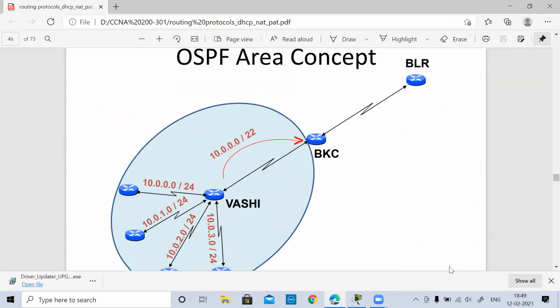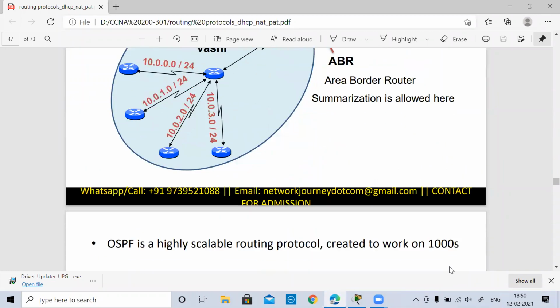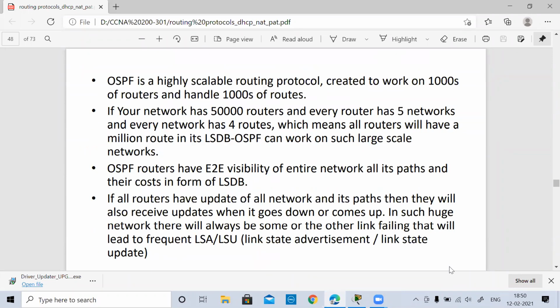This is the area concept where we have a few routers in this particular network, and there is a border router which I have kept here, BKC, which is the headquarters, let's say, and you have another router. Now you find in this topology that I have created a circle setting up an area. Why do we need an area? A very, very important concept, guys. Now understand this particular scenario.